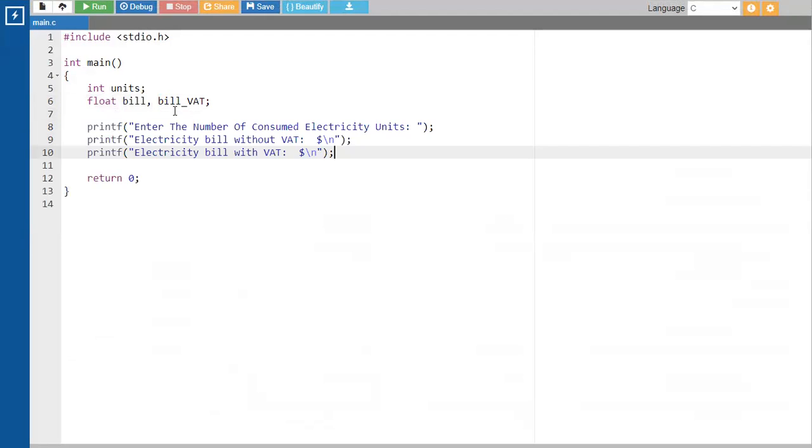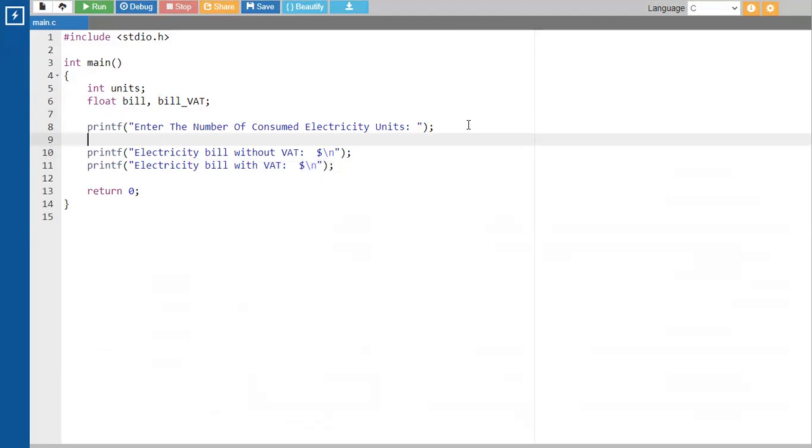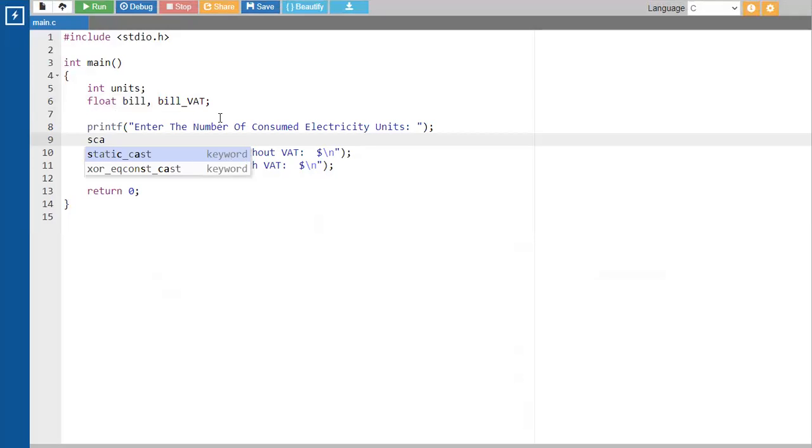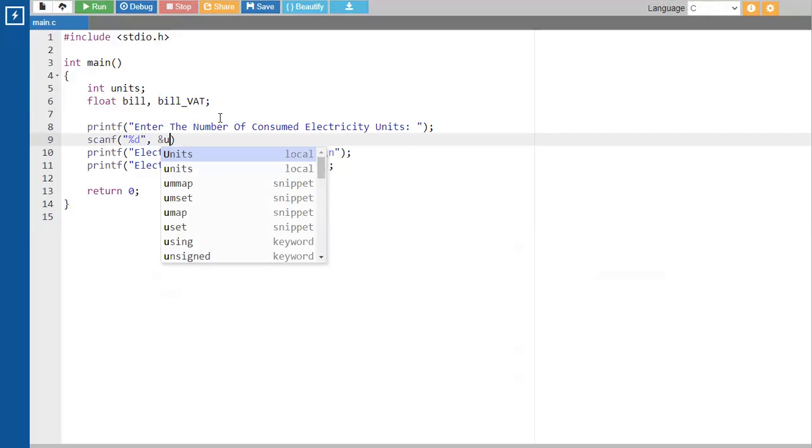Now I will enter the number of consumed electricity units, and finally I will print the electricity bill without and with VAT. Now here there is no \n since I want to scan the number of units in the same line of the first line. So scanf %i or %d, it doesn't matter for integer, the address of units.